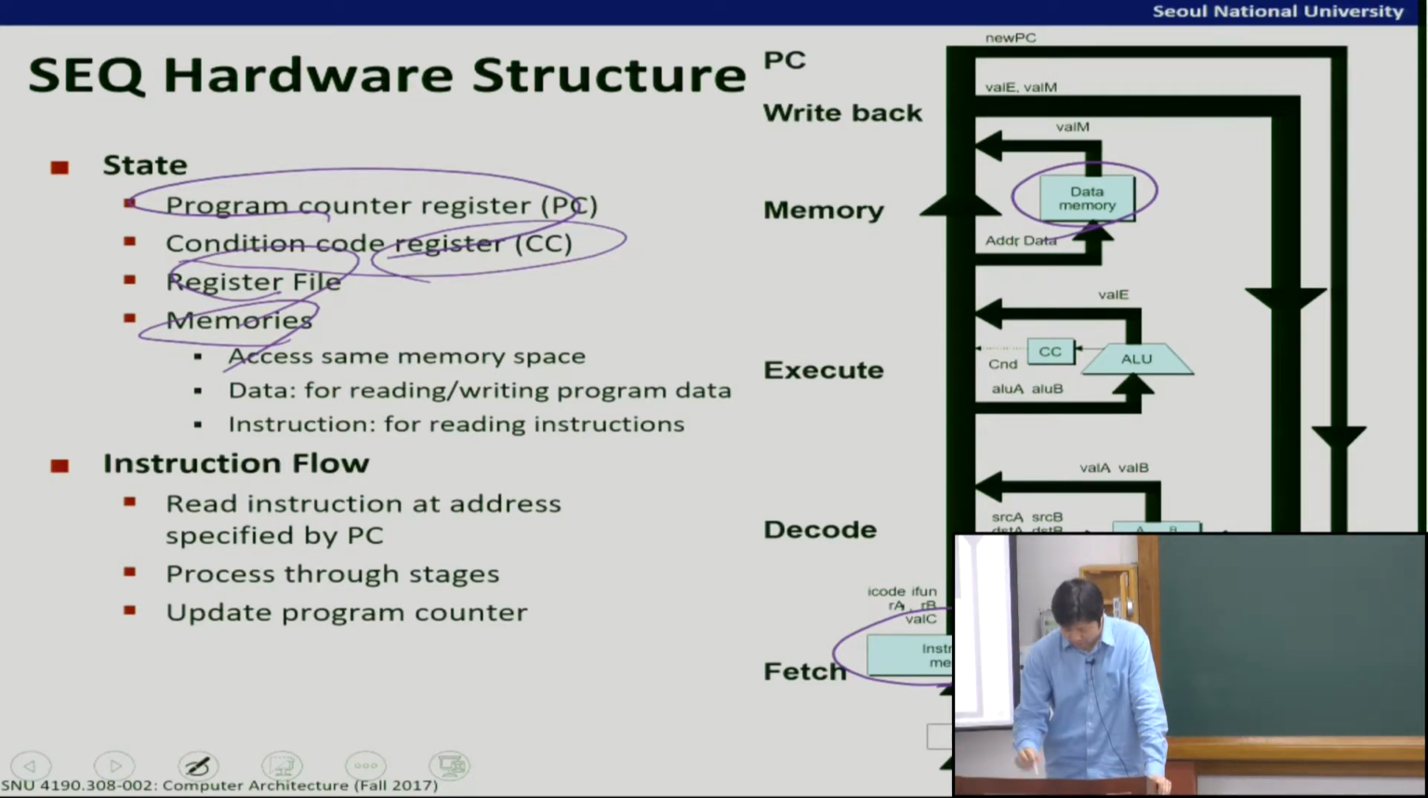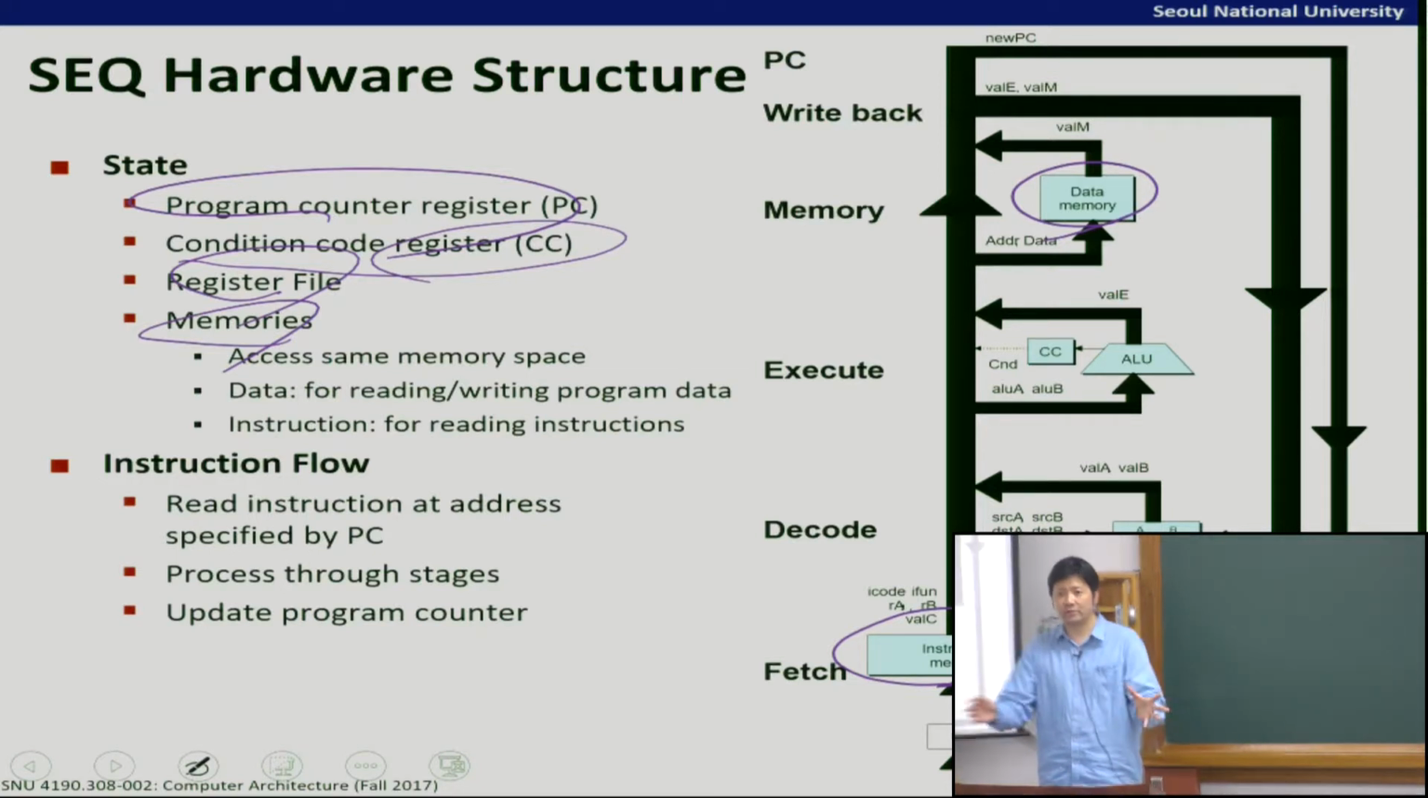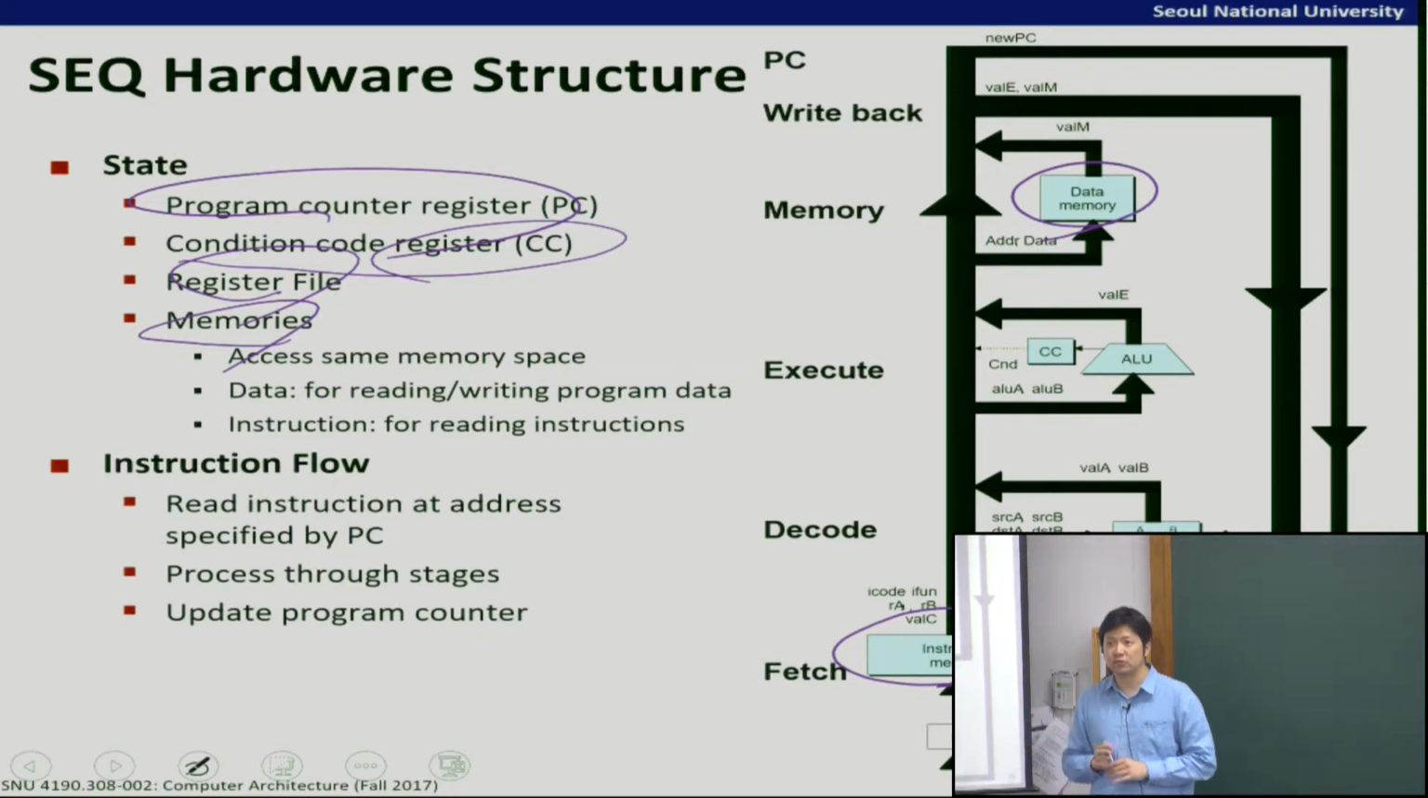There are a bunch of stages: fetch, decode, execute, memory, write back. I'm going to explain what all these are a few slides later. And finally, you also need to update the program counter, right? As a result of execution, you have to move to the next instruction. So you update the program counter, and repeat this process forever. Then your program makes progress.